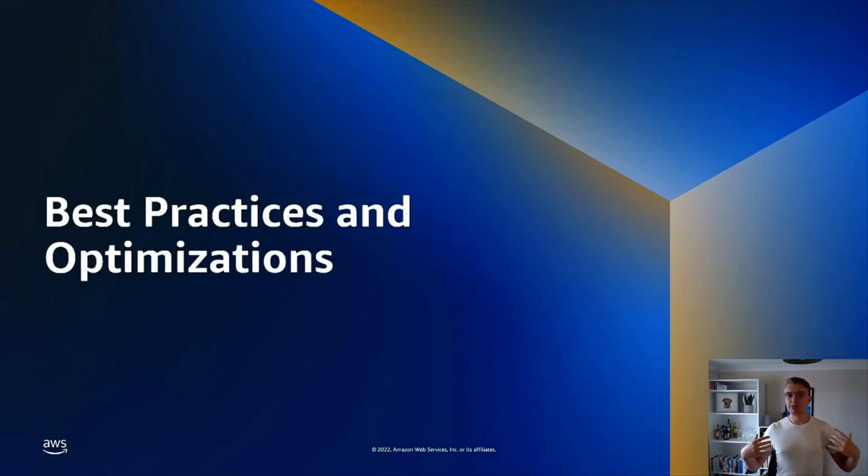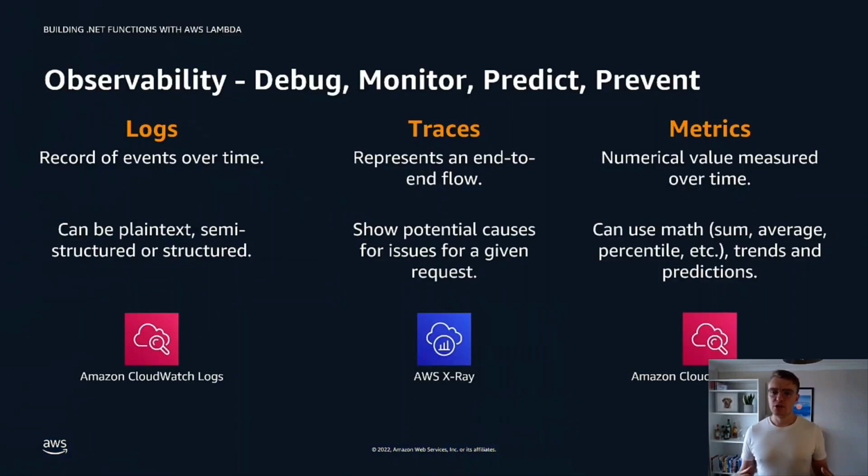Okay, so now we've got applications built and deployed and we're production ready. So let's now quickly talk about some best practices and optimizations. The first is around observability. Observability is really important in serverless applications because each component of your app is completely self-contained. It's incredibly distributed, so having a good strategy for observability is really important.